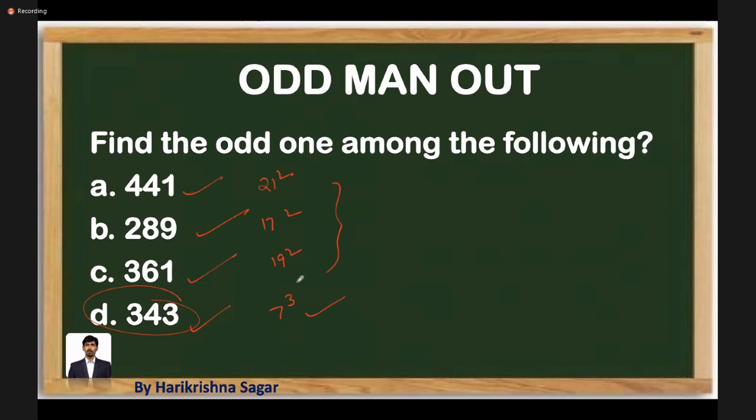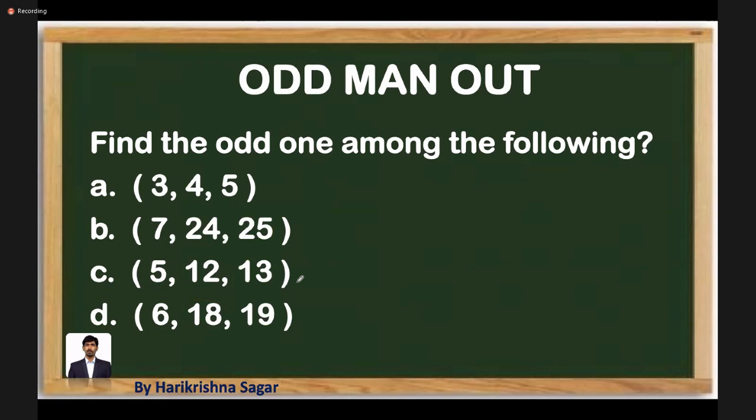Look at the next one. What is the odd man out? 3, 4, 5; 7, 24, 25; 5, 12, 13; 6, 8, 18, 19. If you observe the triplets, 3 square plus 4 square is equal to 5 square. 3, 4, 5 is a triplet. 7 square plus 24 square is 25 square. That's also a triplet. 5 square plus 12 square is equal to 13 square. That's also a triplet. But 6, 18, 19 is not a triplet. Definitely your answer choice must be option D.